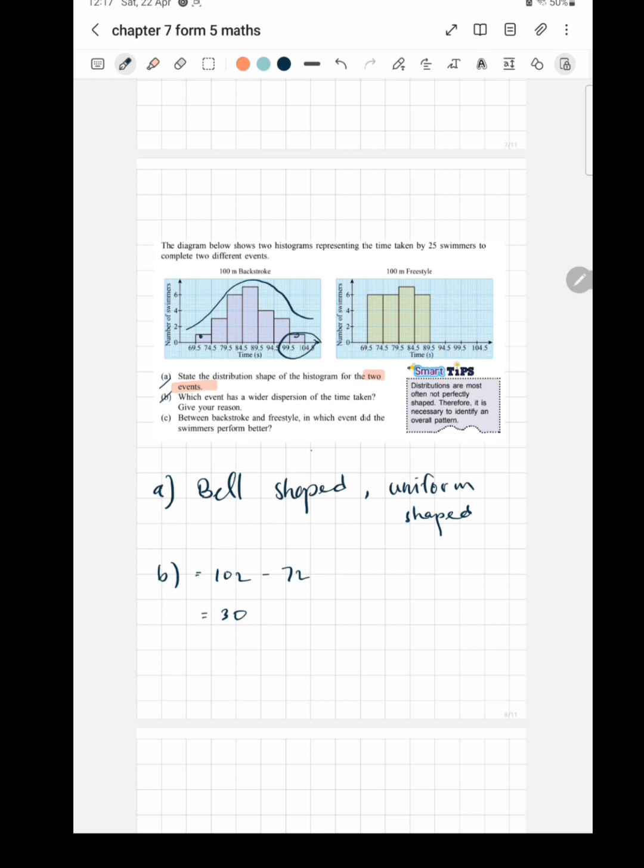So let's move on to C. So C is asking us between backstroke and freestyle, in which event did the swimmers perform better? Obviously we know that freestyle is performed better. So that's all.